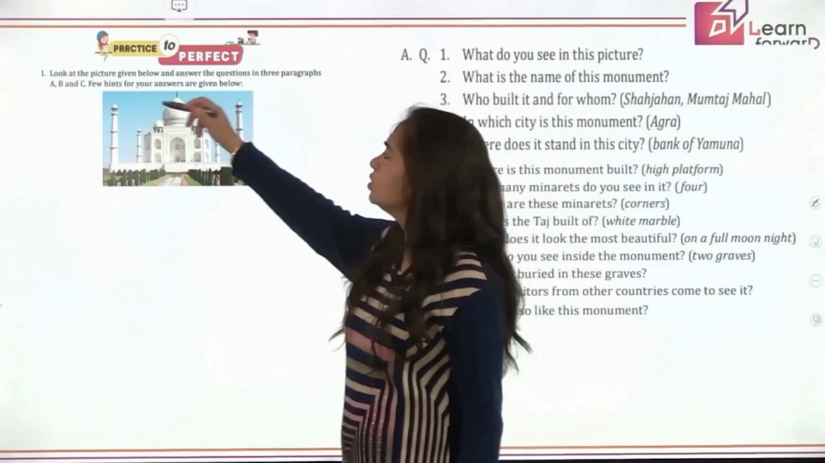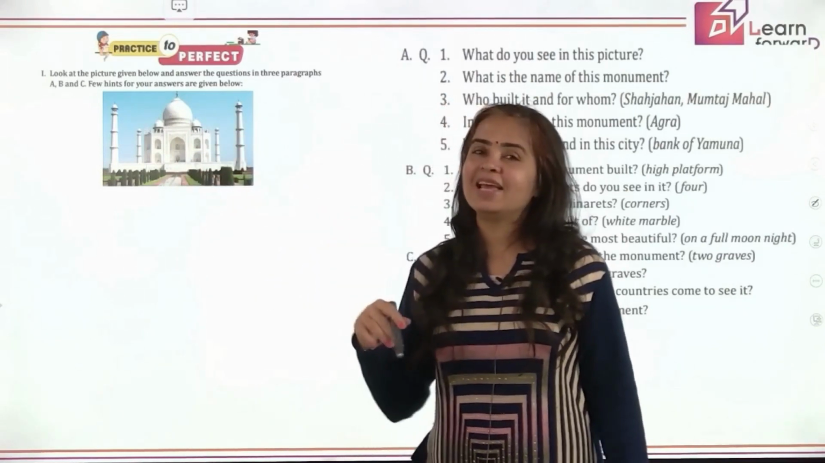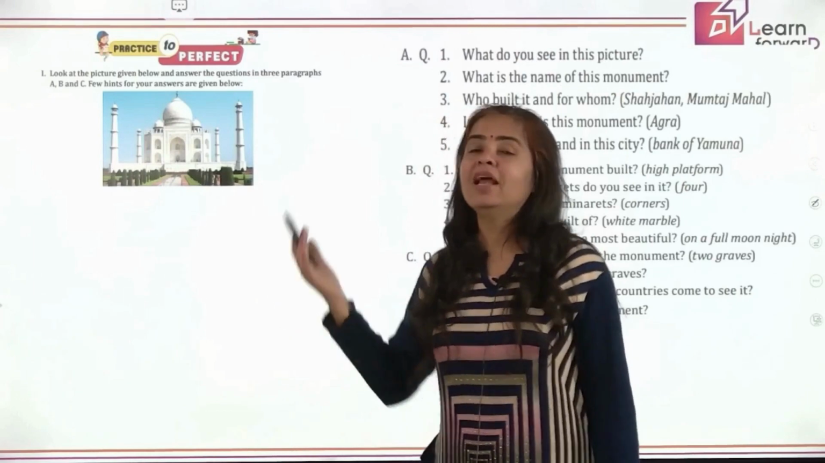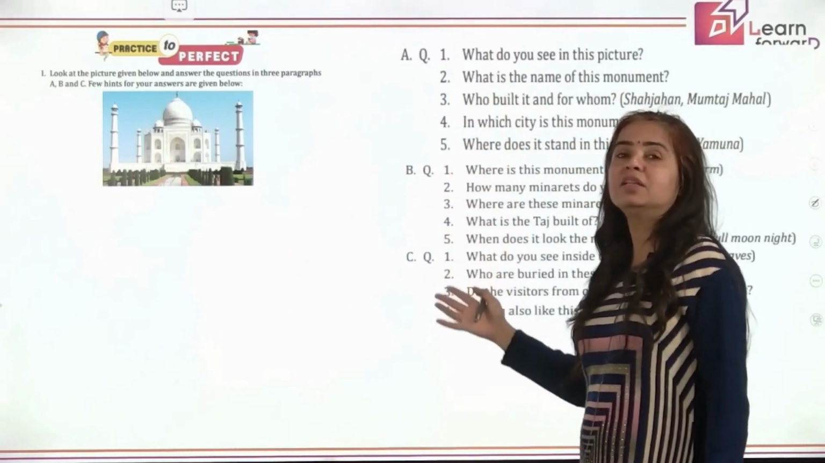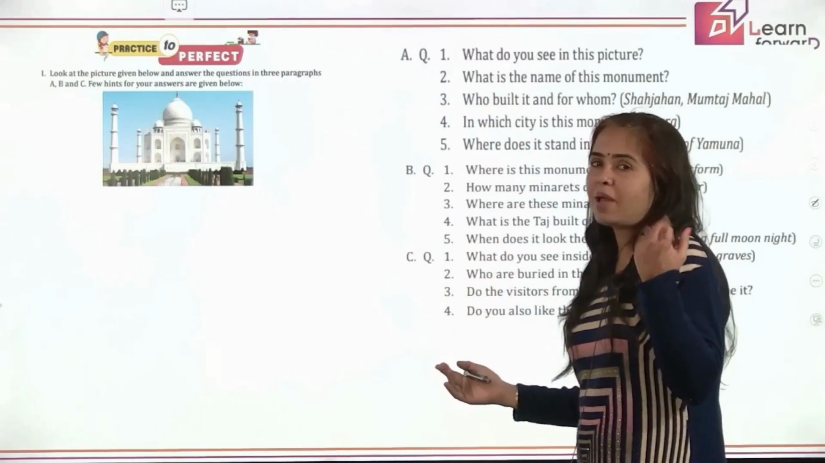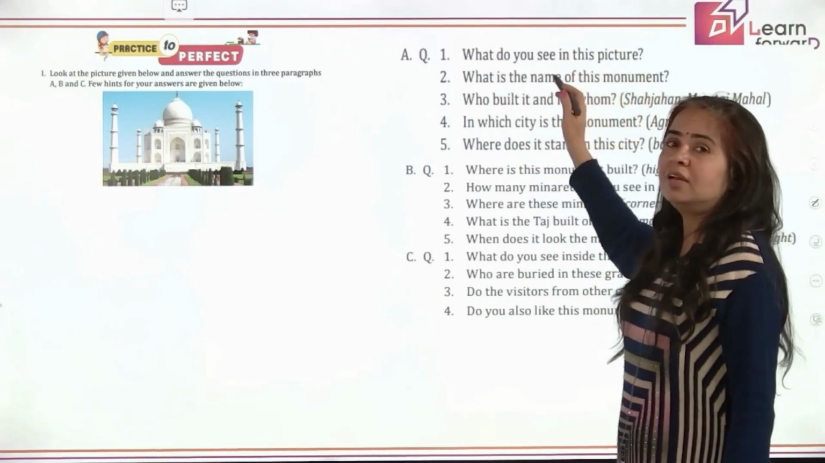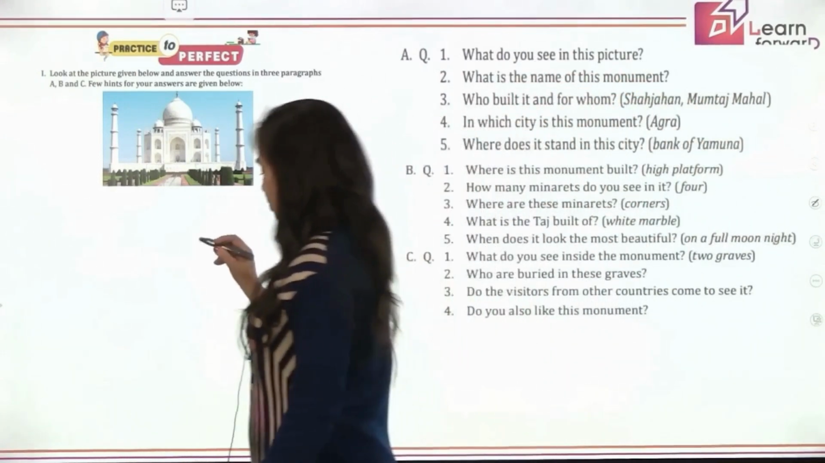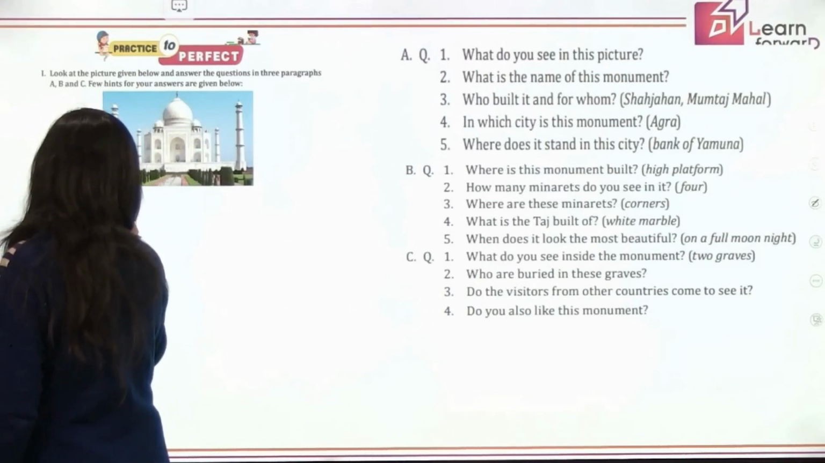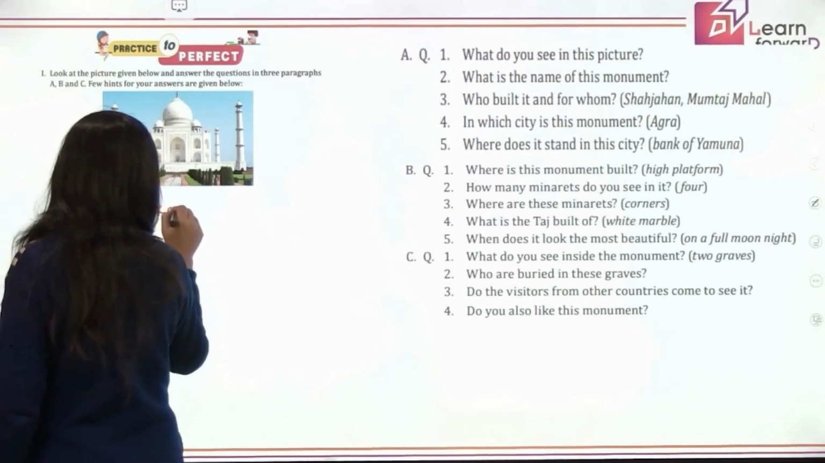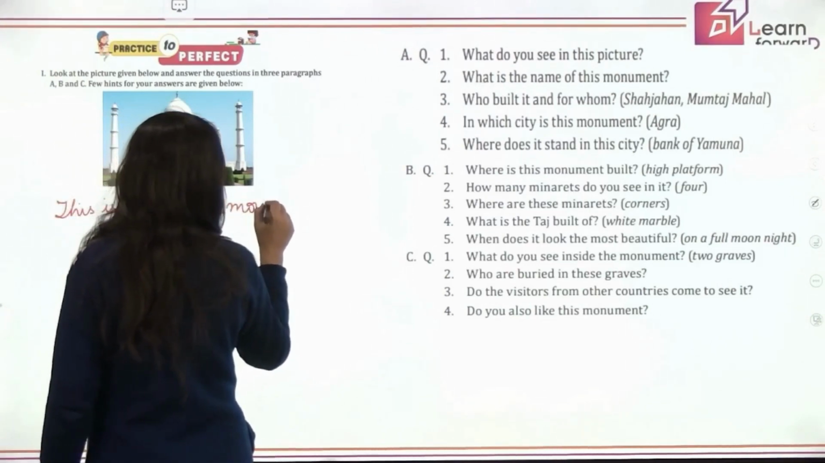Look at the picture given below. So what is this picture of? Yes, this is the picture of Taj Mahal, and how we are going to put questions to write about it. See, again we have divided in 3 sections. So we'll be getting 3 paragraphs to write about this monument. So what do you see in this picture? This is a beautiful monument. So we'll start like this. This is a beautiful monument.